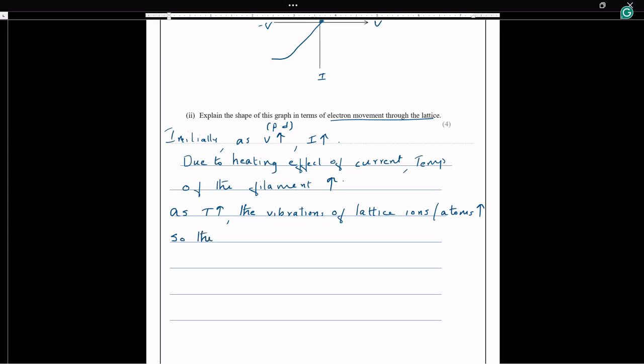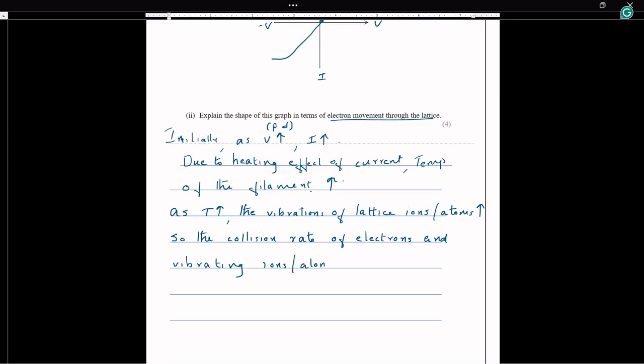So the collision rate between electrons increases, but here they are asking the movement through the lattice. So let us write, so the collision rate of electrons and vibrating ions or atoms increases. So this causes an increase in the resistance, or we can say it causes an increase in the resistance in the sense it causes a decrease in the rate of increase of current.